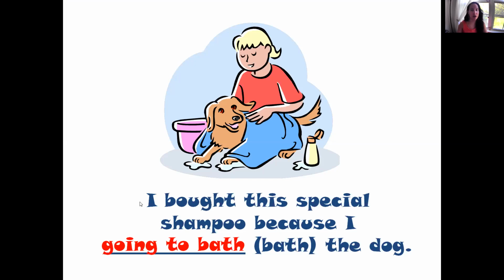Now, this was a tricky one. Did you miss anything? I'm wondering if you're paying attention. So there's a missing word here. I am. Did you catch it? Here it is. I am or I'm. I bought this special shampoo because I'm going to bathe the dog. Okay? Now this has two sounds. This is bath, but when we say the sentence, we say bathe. We wouldn't say I'm going to bath the dog. We would say I'm going to bathe the dog. Did you get it? Congratulations if you did.